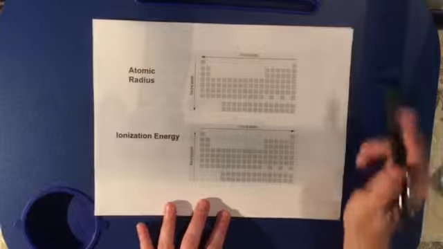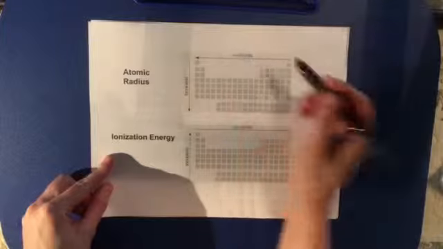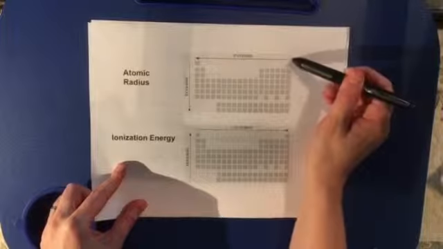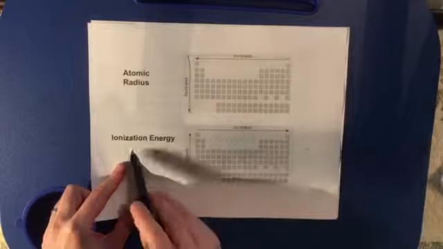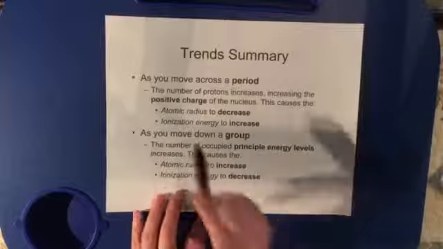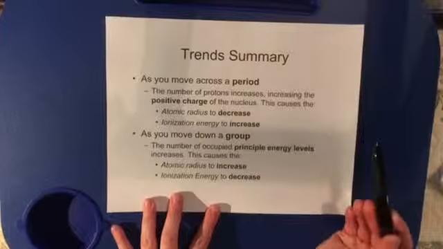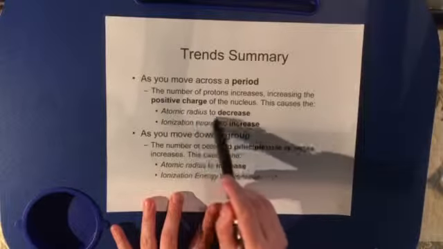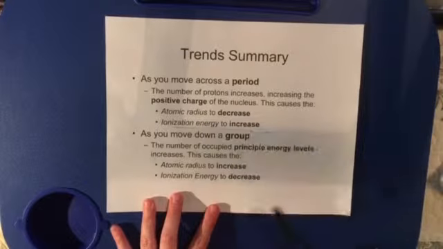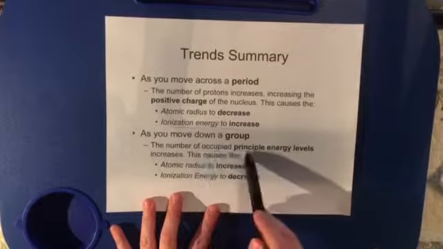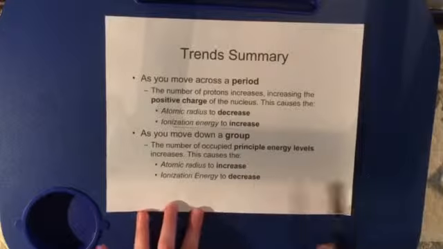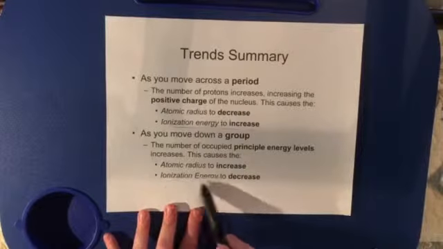So here are the trends for this. They're the opposite basically. Atomic radius increases as you go over here and down. Ionization energy increases up and over. And so as you move across a period, the number of protons increases, causing the positive charge of the nucleus to increase. And so atomic radius decreases, ionization energy increases. As you move down a group, the number of occupied principal energy levels increases. This causes the atomic radius to increase and the ionization energy to decrease.